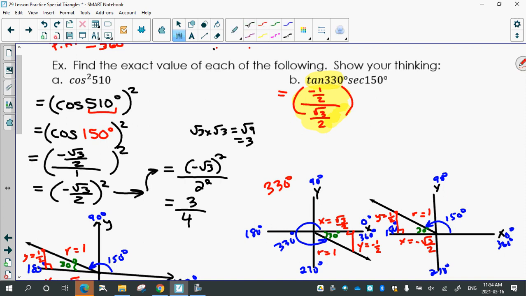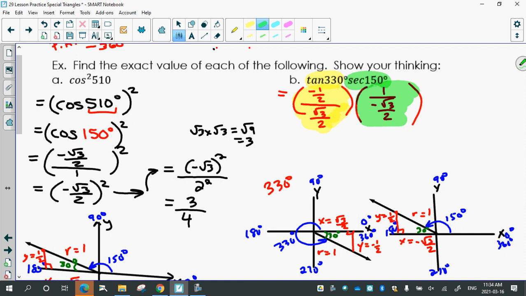And then the sec of 150. So I got my 150 diagram, and I want the r value divided by the x value. So 1 over negative root 3 over 2. So this sec of 150 is this. Everybody good so far? So our final answer should be a 2-layer fraction.